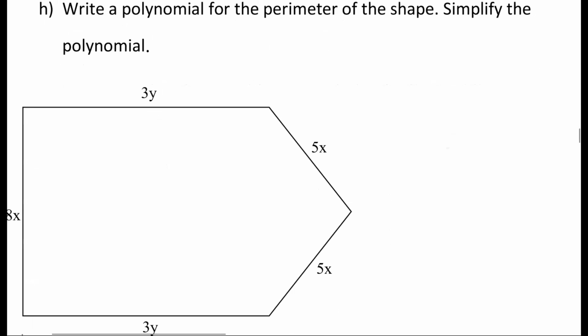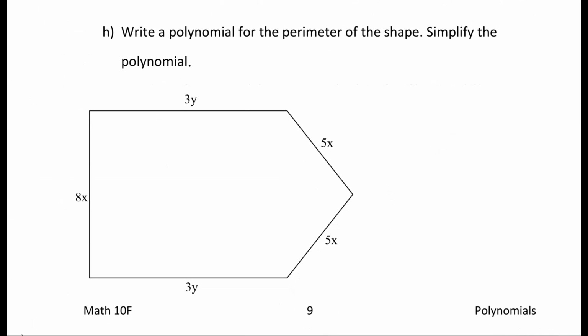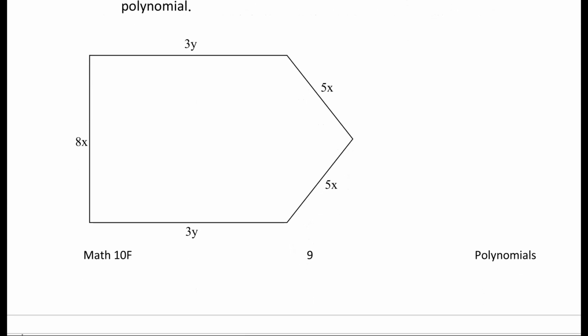For h, it says write a polynomial for the perimeter of the shape and then simplify the polynomial. On the lengths all the way around this shape, we have y, we have x, we have y, and we have x. So there's two variables involved here, but the variables have the same exponent. So I'm going to go and circle all my y's. So I have a 3y and a 3y. Then I also have an 8x, a 5x, and a 5x.